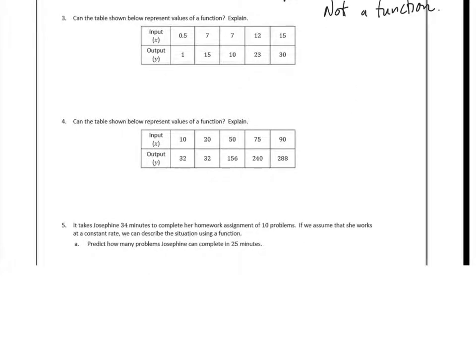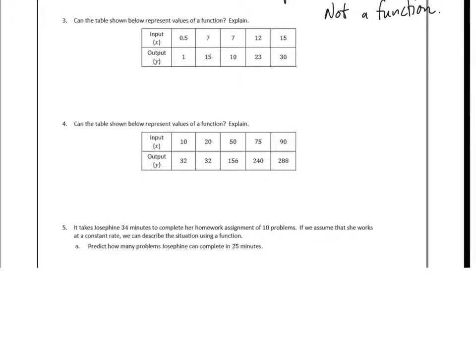Now let's skip down to number 4 because it's a little bit of a different situation. We have this table with 10, 20, 50, 75, and 90 as input, and then we have these outputs. One thing you'll notice is a 32 output here and a 32 output here. So is that the same thing as question 2?